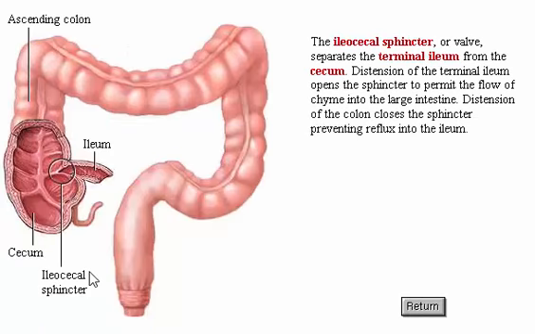The ileocecal sphincter, or valve, separates the terminal ileum from the cecum. Distension of the terminal ileum opens the sphincter to permit the flow of chyme into the large intestine. Distension of the colon closes the sphincter, preventing reflux into the ileum. Click the return button to revert to the original diagram.